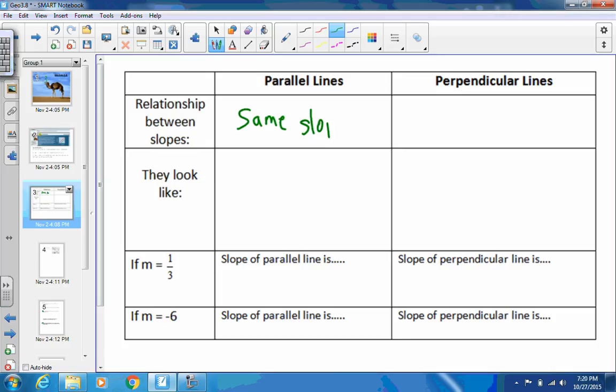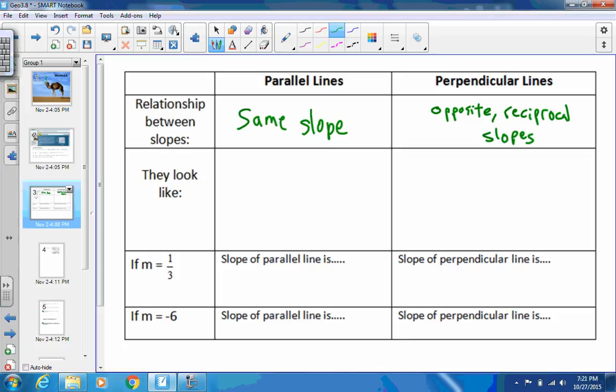Does not matter where they start, as long as they're starting at a different point, a different y-intercept, as long as they have the same slope. Perpendicular lines, though, they have opposite signs, opposite reciprocal slopes. So they have to be both opposite and reciprocal slopes.